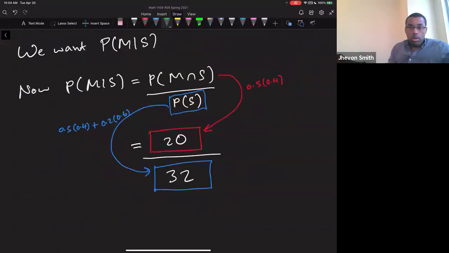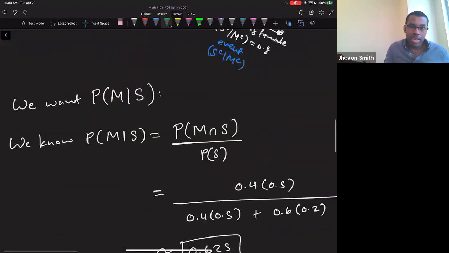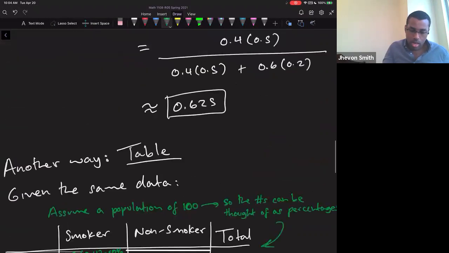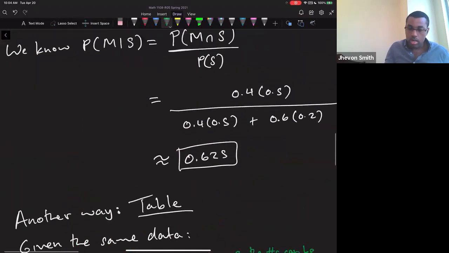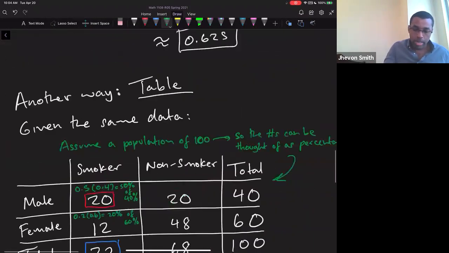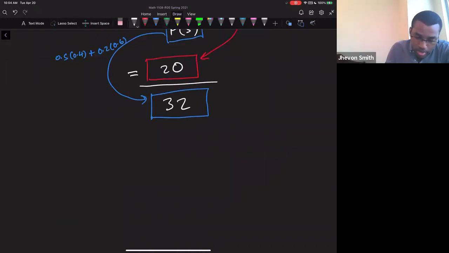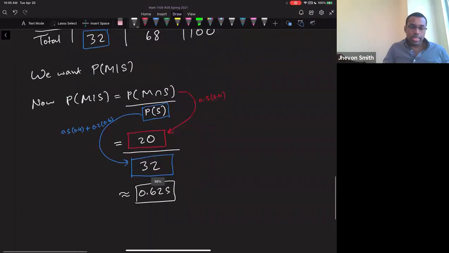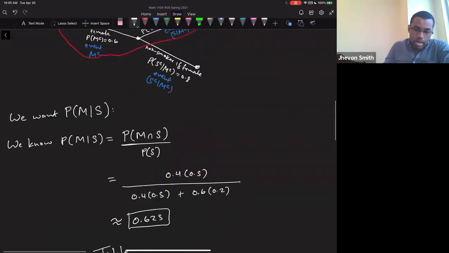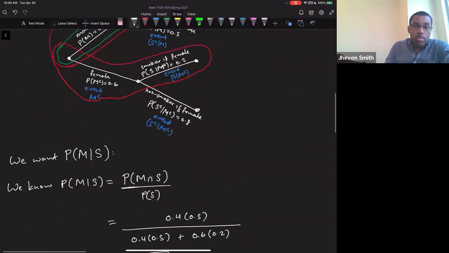Okay, so the numerator is 0.5 times 0.4. Hey, that was the same numerator we had last time when we did the tree diagram. And the denominator is going to be 0.5 times 0.4 plus 0.2 times 0.6. And hey, that's the same denominator that we had last time. So I know these answers are equivalent. They're going to give me the same thing. This might be exactly 0.625, but I don't know for sure. So that is the probability. Okay. So that's how you could figure it out with a table or a tree diagram.